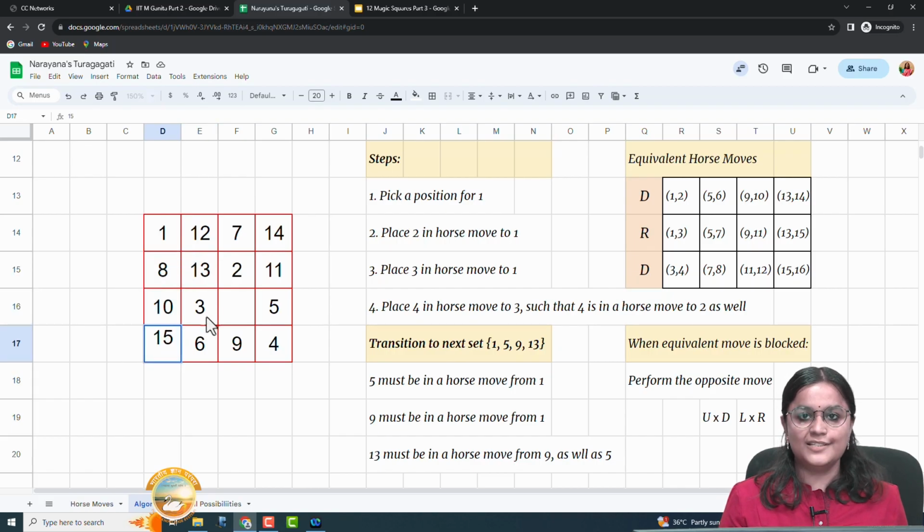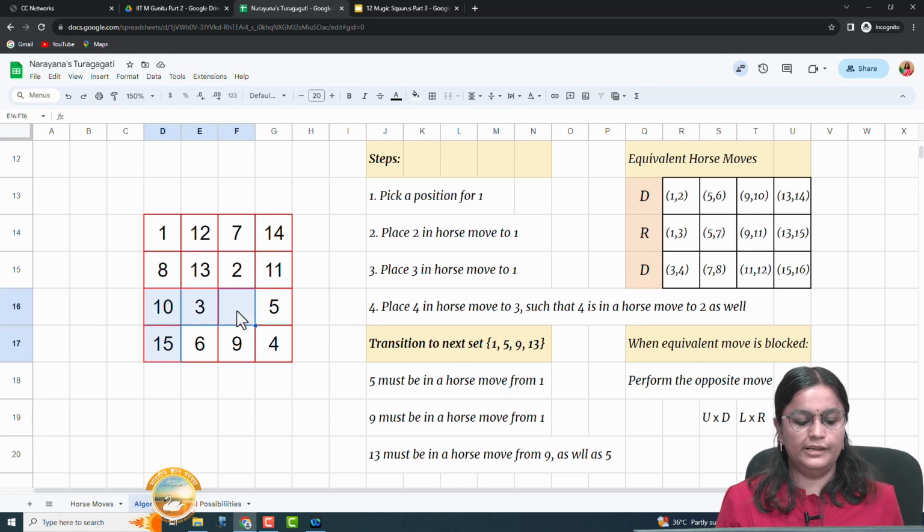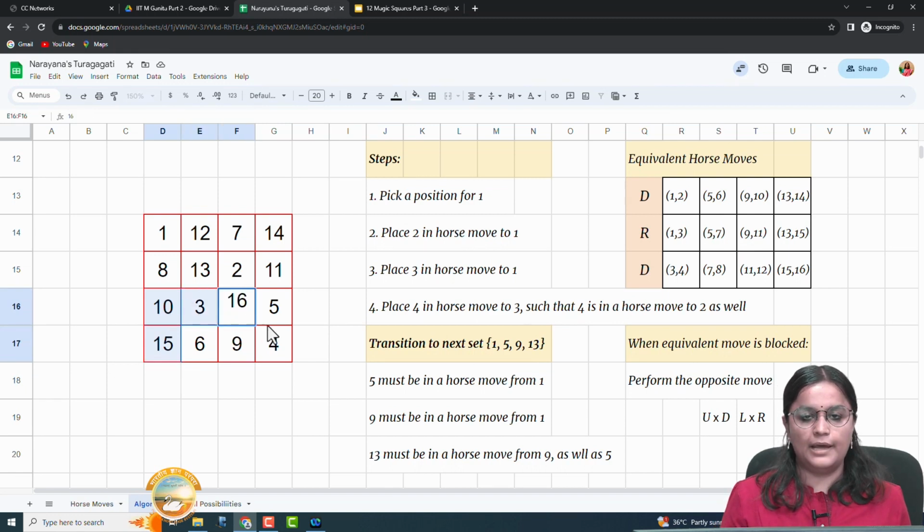Finally, for our last number in the series, we know that 15 and 16 must be in a downward move. We take the downward move. Unfortunately, we are blocked by 7 in this direction. So, we will go up and place 16 in the last remaining square of our pan magic square.